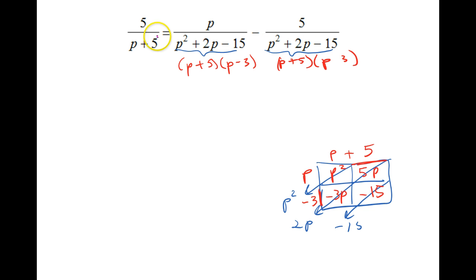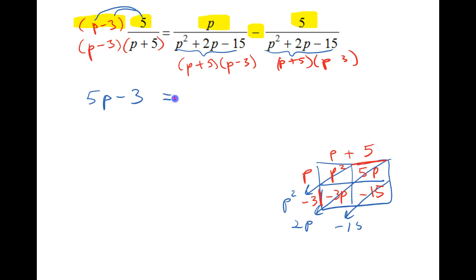And now you can see that on the left side, I would just need to give this a factor of p subtract 3 on top and bottom. So now all my fractions have the same common denominator, and I can just worry about what I have on top. So doing that, I'm going to multiply the 5 into the parentheses, and I'll get 5p take away 3, and that has to equal p.